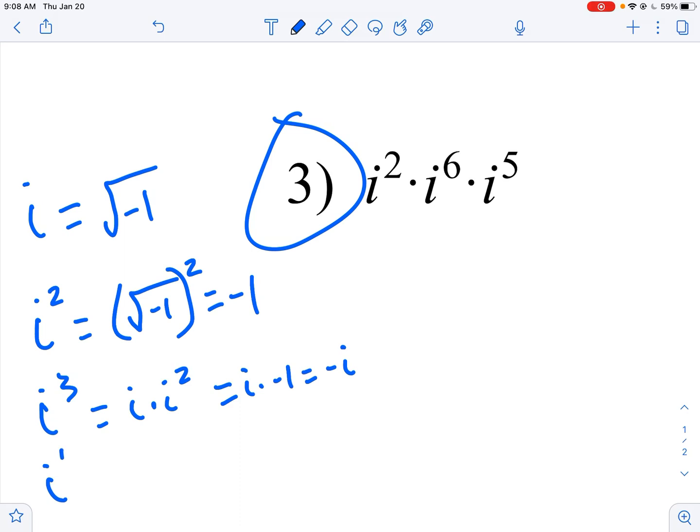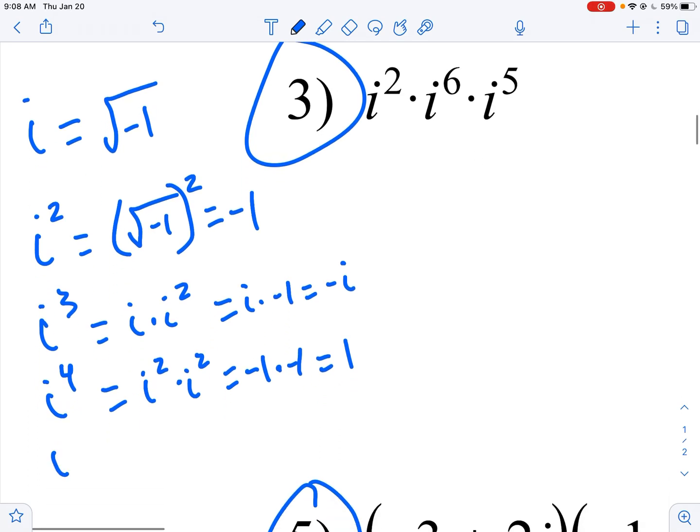And then you got i to the fourth. Well, i to the fourth is the same thing as i squared times i squared. And we already know i squared is -1. So it's -1 times -1, which means it's just 1. So i to the fourth is 1. And if you get even higher, this turns into a cycle with the powers. i to the fifth is the same as i to the fourth times i. And we already know i to the fourth is 1. So it becomes 1 times i, which means it's i.